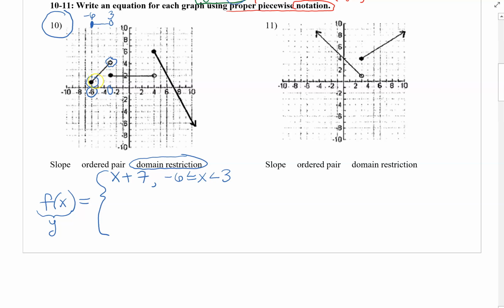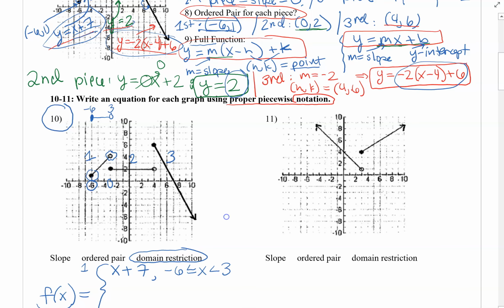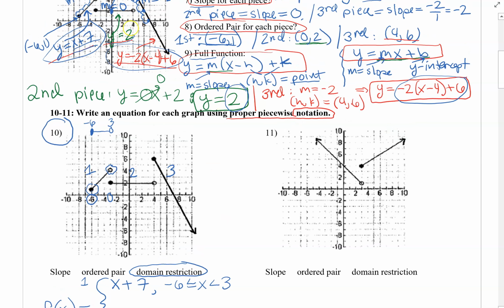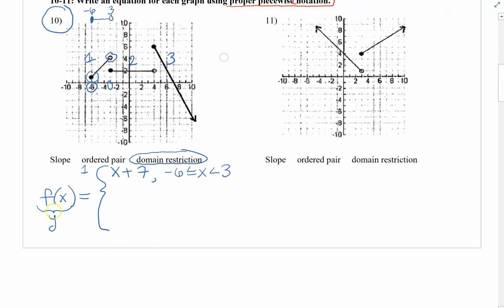And notice I'm only using the x value of each of those points because that's just talking about the domain, not the range. This part right here tells us what the outputs are. So that was piece number 1. And then piece number 2 was the horizontal line. And the equation for that was y equals 2. So I don't write the y equals part because that's already taken care of right here. I just write the 2.